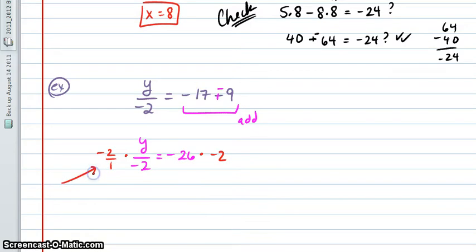You don't have to write times negative 2 over 1 on the left-hand side, but I know it helps me to see the math. So feel free to do that, or if you'd like to just write times negative 2, that's fine as well. Okay, this will give us a positive 52. If we checked this, it would check out.